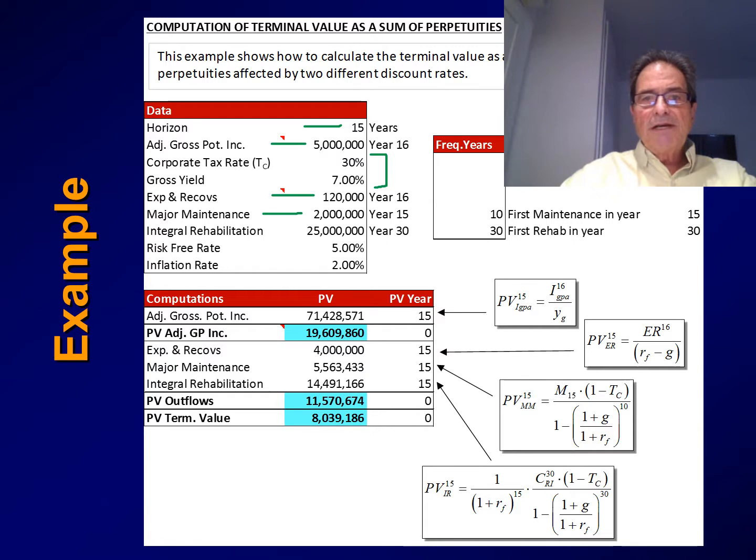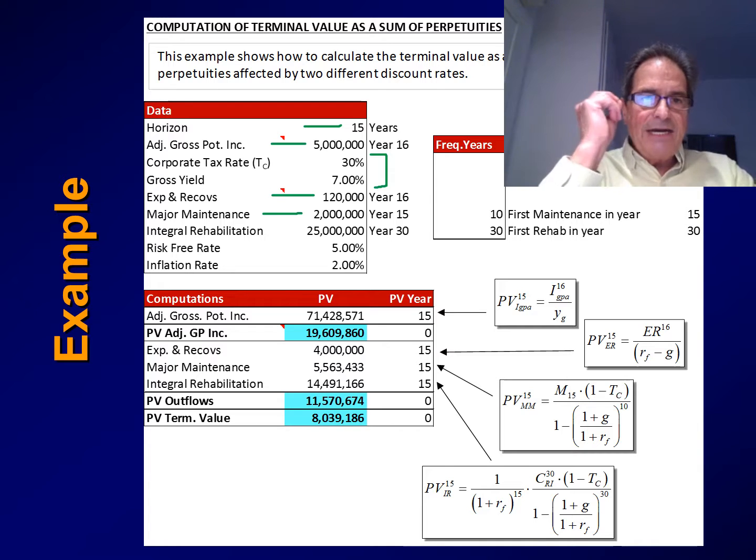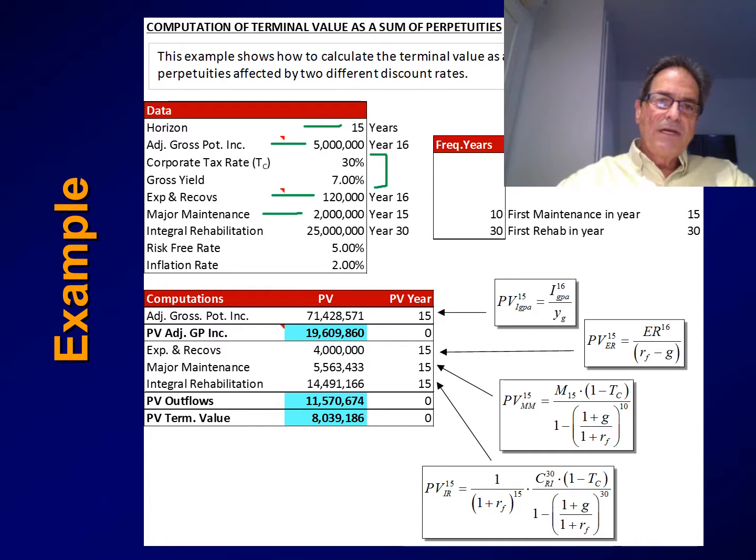Major maintenance is assumed to be equal to 2 million in year 15, so that is the same year of the horizon. So we are assuming that the first maintenance takes place at year N, the same year of the horizon. Integral rehab is 25 million in year 30, so we are assuming that the first integral rehabilitation takes place 15 years after the horizon, meaning in year 30. Year 30 is year M in our formula. Well, the risk-free rate is 5% and the inflation rate is 2%. So let's do the computations.